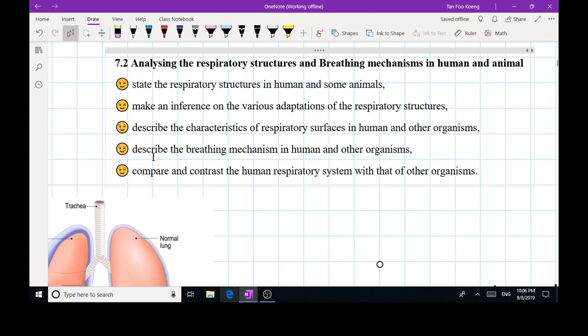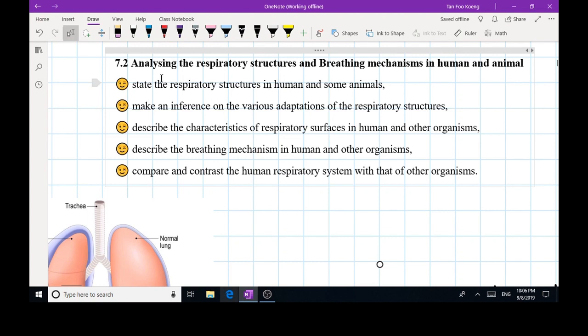Then number four, to describe the breathing mechanisms in human and other organisms. How do we breathe? Do you breathe with nose or do you breathe with mouth? Basically, we don't breathe with nose or mouth. So how do we breathe? We are going to talk about that later on in our lesson today. Then lastly, to compare and contrast the human respiratory system with that of other organisms.